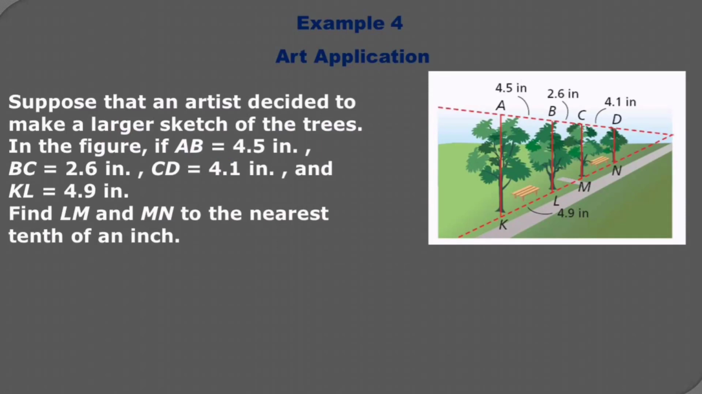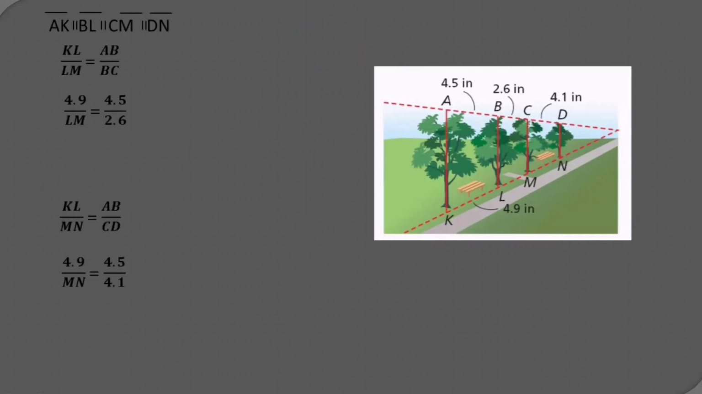This is an art application of my theorem. Suppose that an artist decided to make a large sketch of the trees. In the figure, I have AB, the distance between the two trees, equal to 4.5 inches, BC equal to 2.6 inches, CD equal to 4.1 inches, and KL equal to 4.9 inches. Find LM and MN to the nearest tenth of an inch, because the unit length is inches.